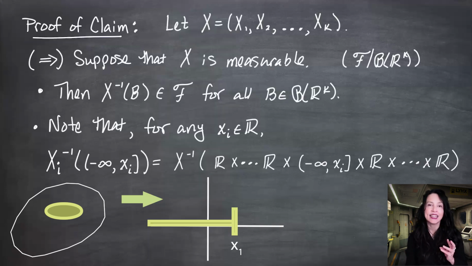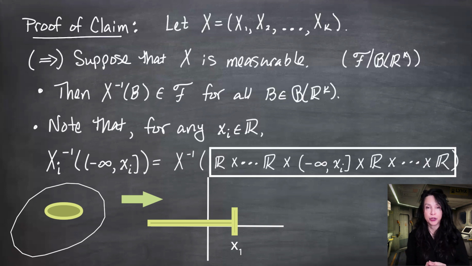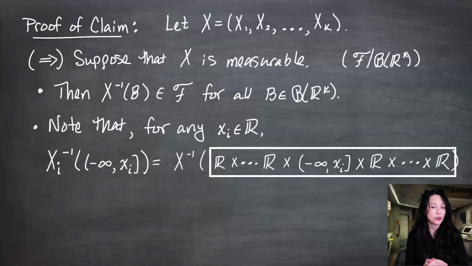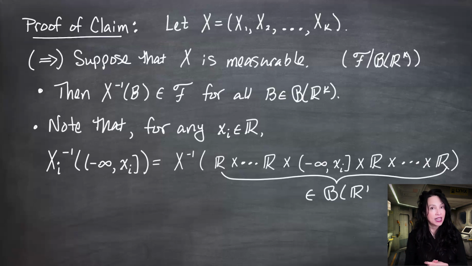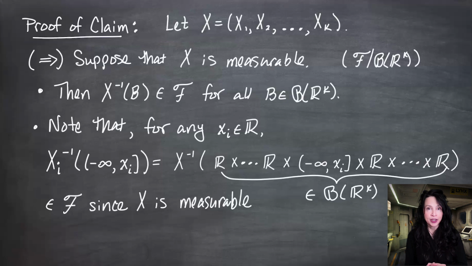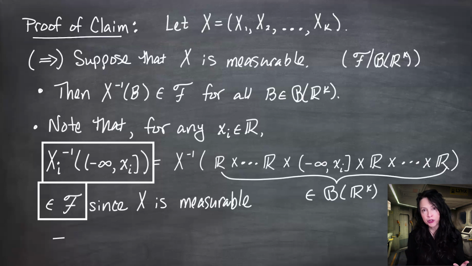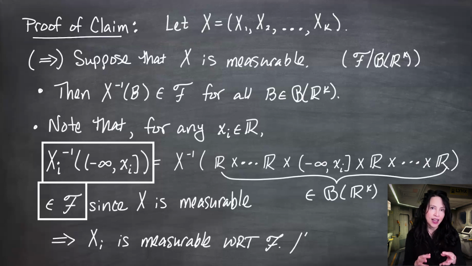So what I'm trying to say is that the inverse image under the ith component of X of an interval like this, the points that map into this, are the same points in omega that under X map into this bigger region. This region here, R crossed with R crossed with, and then one of these having an interval from minus infinity up to xi closed, is a Borel set in R^k. And because X is a measurable function or a random variable, I do know that this X inverse of a Borel set in R^k is in F. And that means equivalently, I know that the Xi inverse of just this interval is in F. And this means that Xi is measurable with respect to F. So this is going to be an F slash Borel sets on R^1 kind of thing.